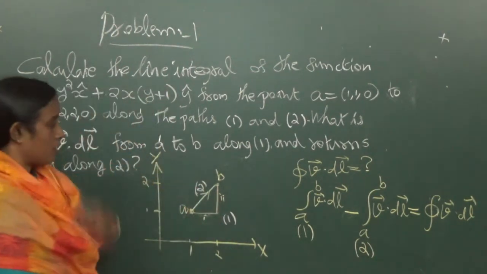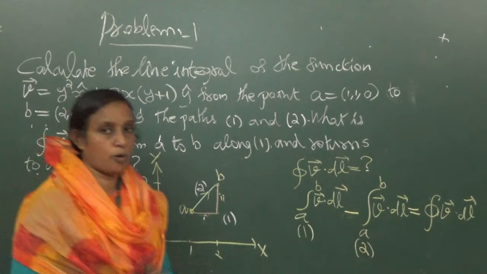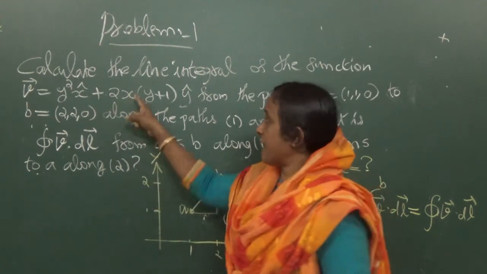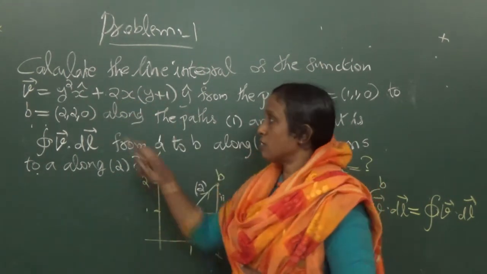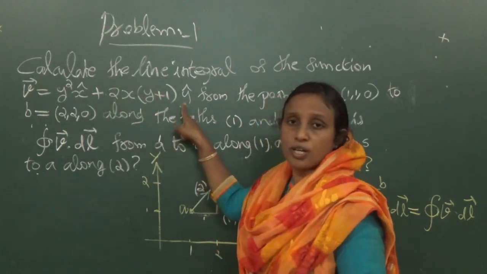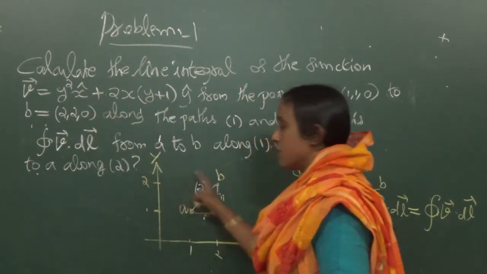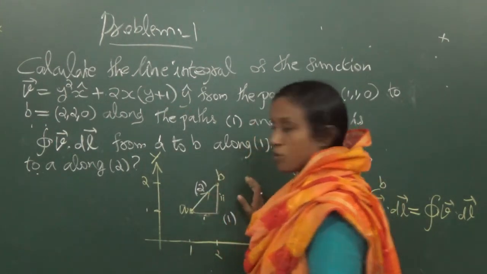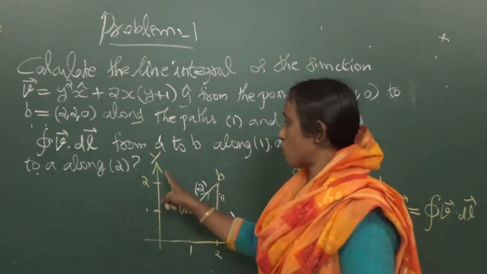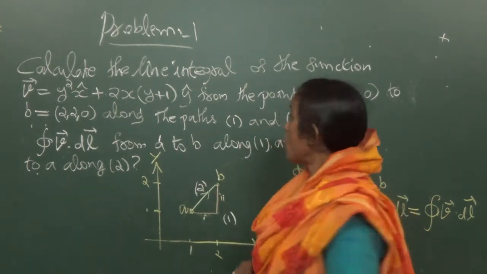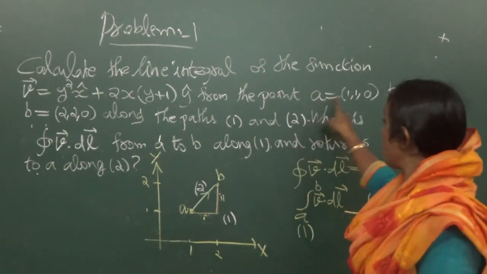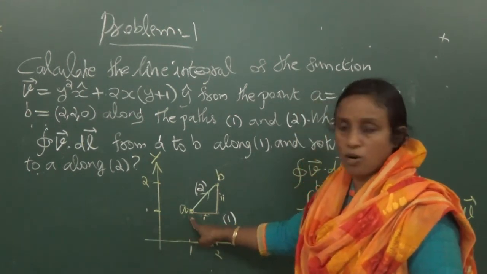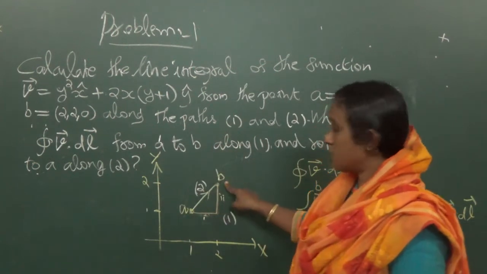Okay, I think now the problem is clear. There is given a vector function which lies in the xy plane. How can you decide this? Because you have here an x component and a y component, and there is no z component. So in this curve diagram also, we show only the xy plane. Now it is given that the point A is 1, 1, 0, so x is 1, y is 1 and z is 0, and the point B is at 2, 2, 0.